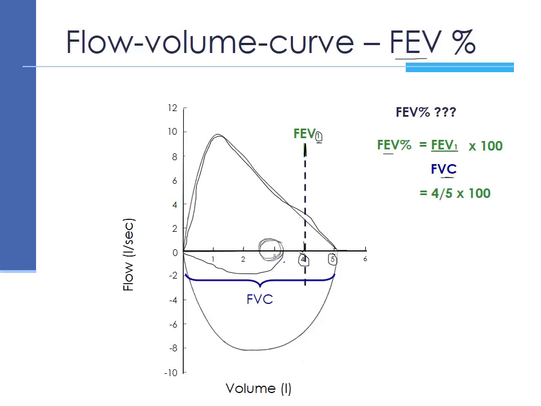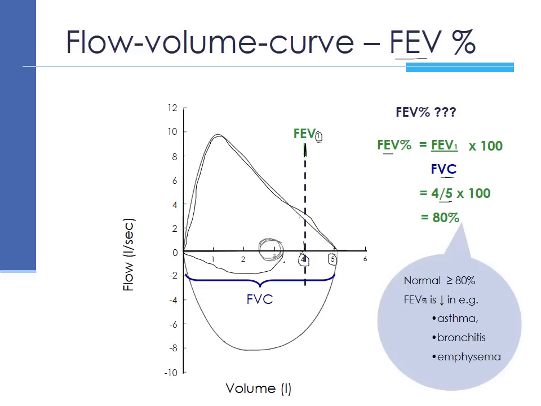And in this case, it was 4 liters of air that was being exhaled after 1 second from the total of 5 liters of air, multiplied by 100. That gives us 80%. And a normal FEV percentage is 80% or above. If the FEV percentage is lower than 80%, it could be indicative of a pathology such as asthma, bronchitis, emphysema, etc. So basically we want that FEV percentage to be 80% or more. So in other words, the patient should be able to exhale 80% of the total amount of air within 1 second of exhalation.